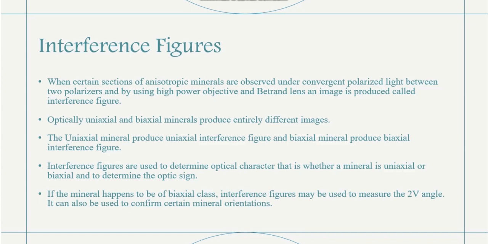So for you to determine whether a mineral is uniaxial or biaxial, you also need the usage of the interference figures. If the mineral happens to be of the biaxial class, interference figures may be used to measure the 2V angle, and can also be used to confirm certain mineral orientation. We have also talked about this 2V angle under the biaxial minerals.